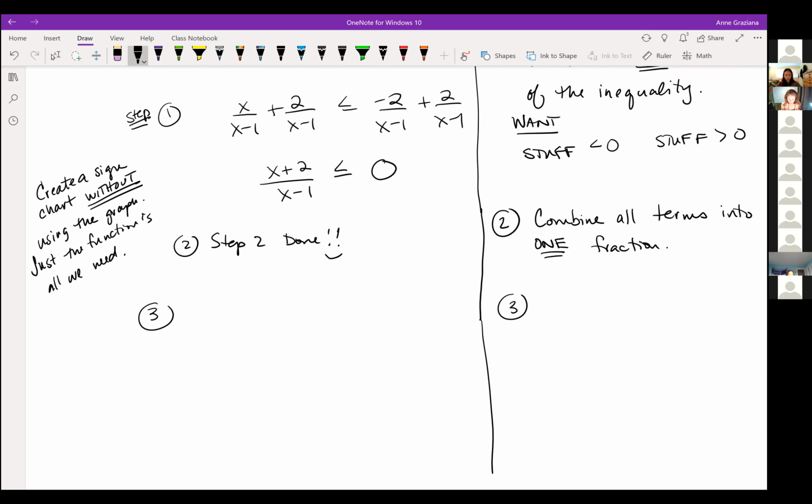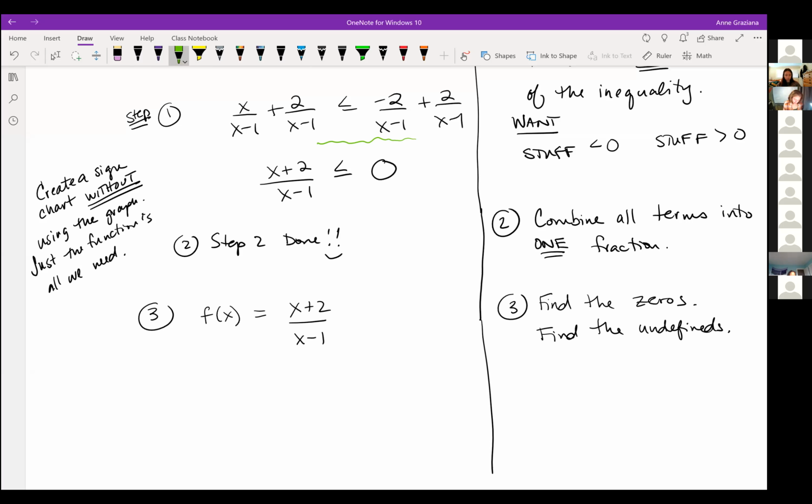Now we need, yes, very good, Marianne. Find the zeros and find the undefines. Okay. So for step 3, I'm going to take this and I'm going to write it as a function. And in fact, one of the things I want you to do is just kind of block this off. You're going to need to look at this later. Okay. But you do not operate on that inequality.